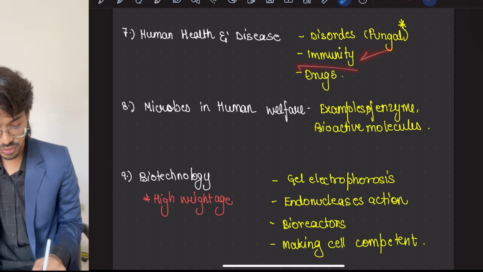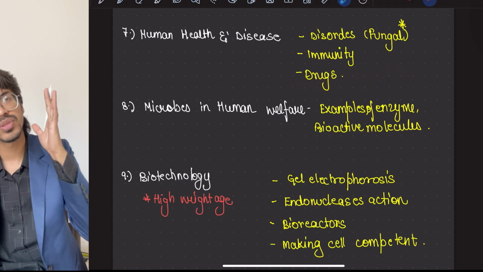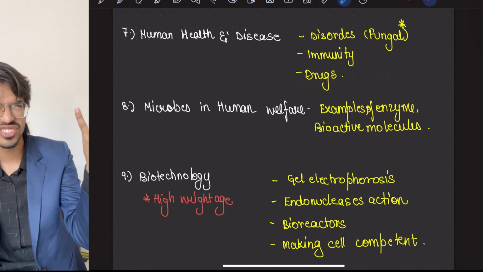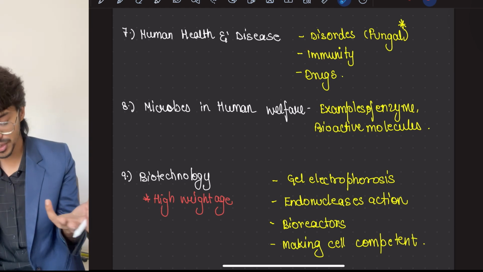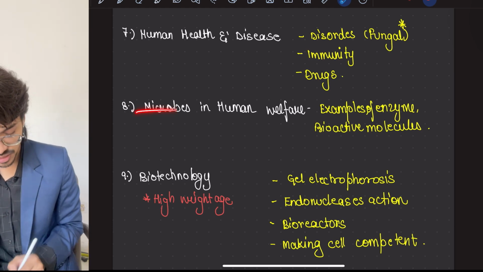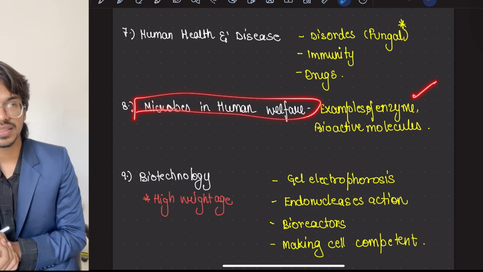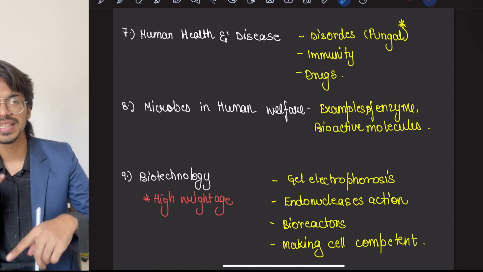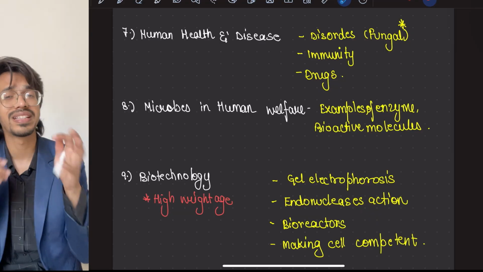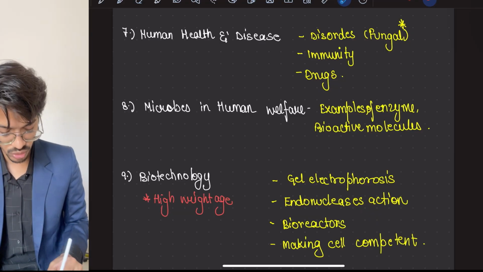Immunity topic, and the drugs topic too. From drugs also, they can give you a diagram, very less chances, but they can give you the diagram of morphine and the things which are given to you, so you have to do that. Then microbes in human welfare, examples of enzymes will definitely come. The topic is chemicals, bioactive molecules, and enzymes. From here a match the following question will definitely come, so you have to do that.